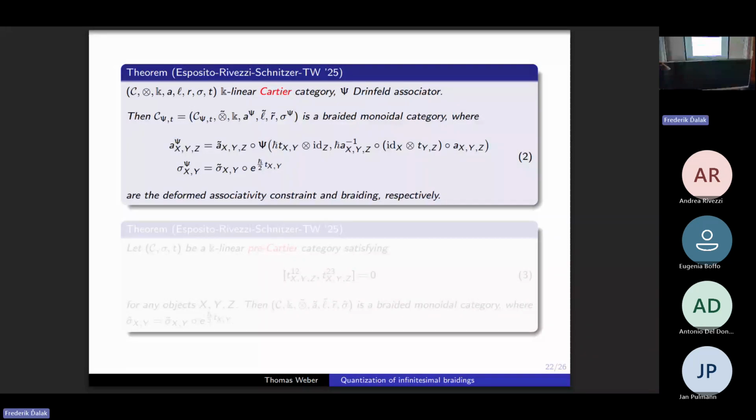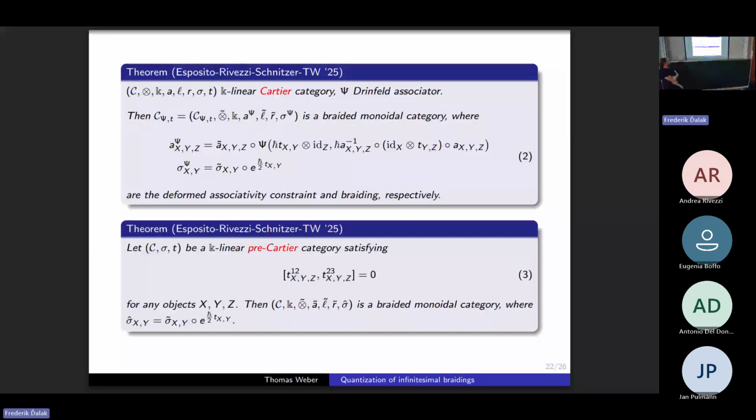So this is complicated. But what's very easy is you can quantize your braiding by simply taking the old braiding and composing the exponential of the infinitesimal braiding. So this kind of naive formula that we started with really gives you a braiding in this category if you just use your Drinfeld associator to scramble a little bit the associativity constraints. And yes, that's the first theorem. So we can really quantize these braidings.